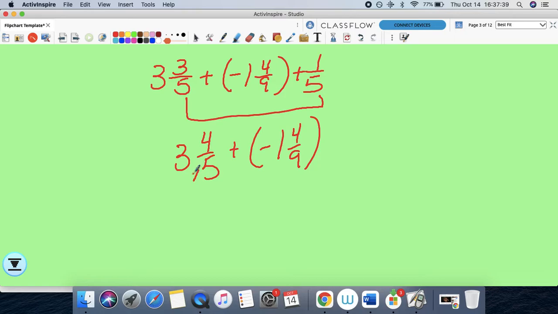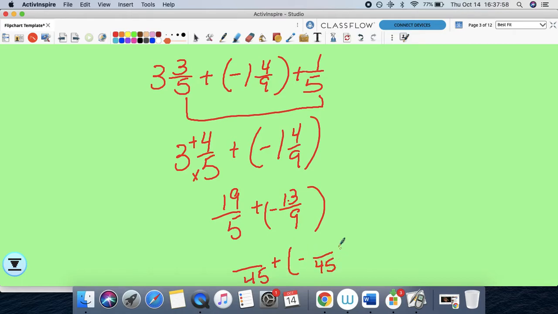So this is times and plus. 5 times 3 is 15, plus 4 is 19 over 5, plus negative, what is this? 9 times 1 is 9, it's 13 over 9, negative, right? Common denominator is 45. You can choose whatever denominator you want, and just know that the bigger the common multiple that you use, the bigger the fraction is going to be, and the bigger numbers you're going to work with. So my suggestion is to find the least one.